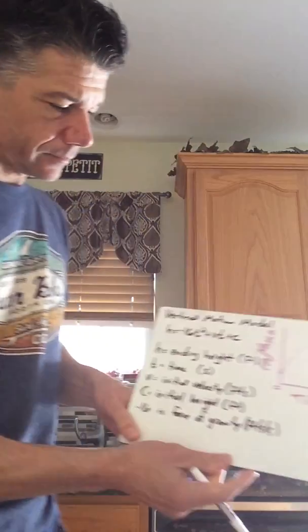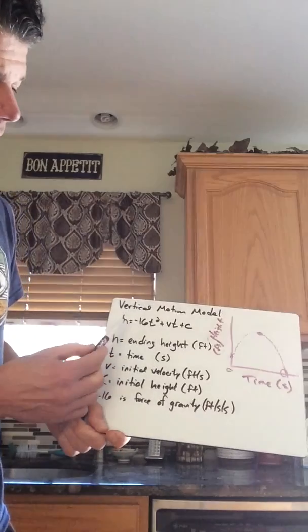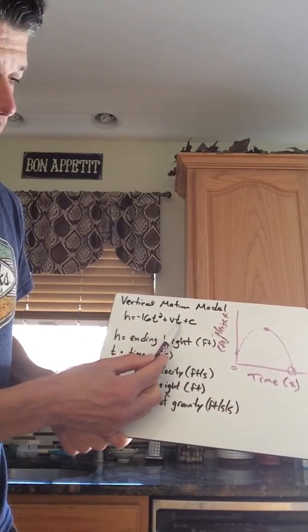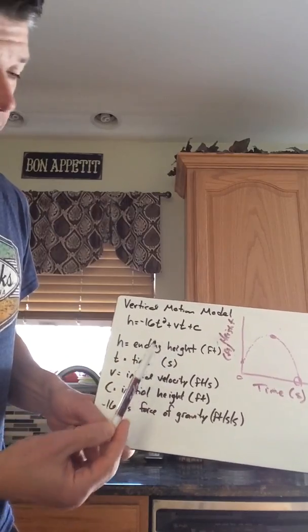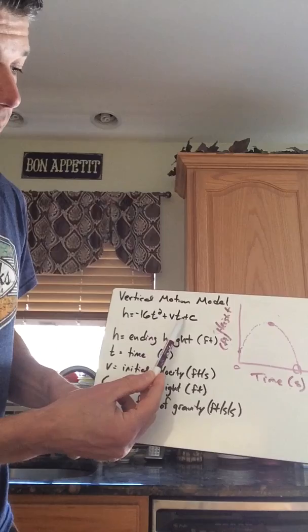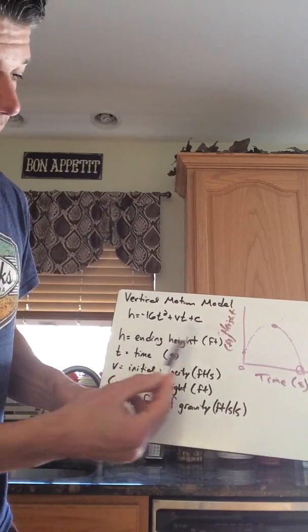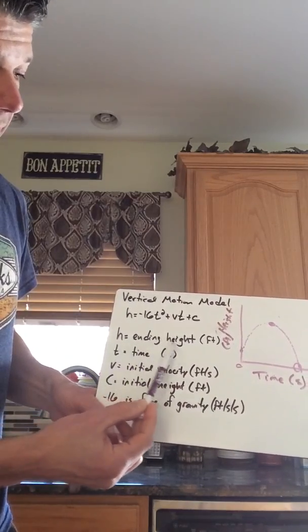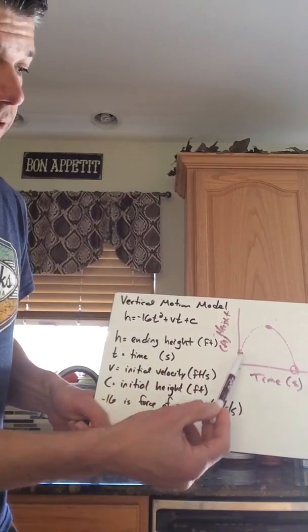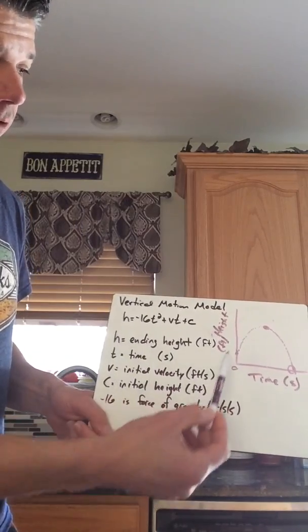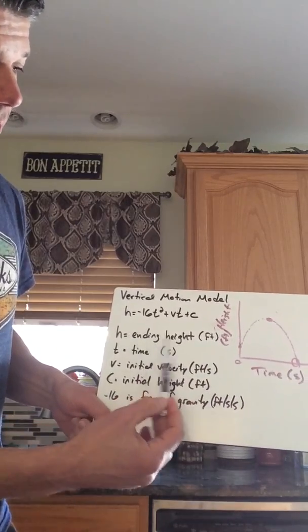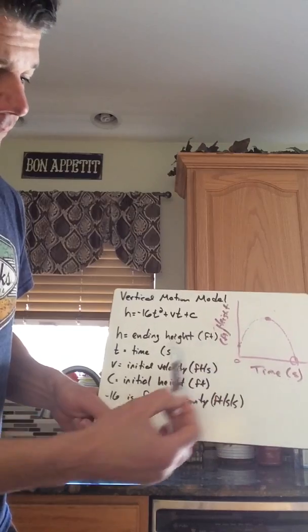And that vertical motion model is similar to our y equals ax squared plus bx plus c, but we use some different variables here. h equals negative 16 t squared plus vt plus c. And what these variables represent, h would be our ending height. So you could be asked the problem, how long will it take to get to 10 feet? We'd plug it in here. How long will it take to hit the ground? That means it'd be 0, or our maximum height.